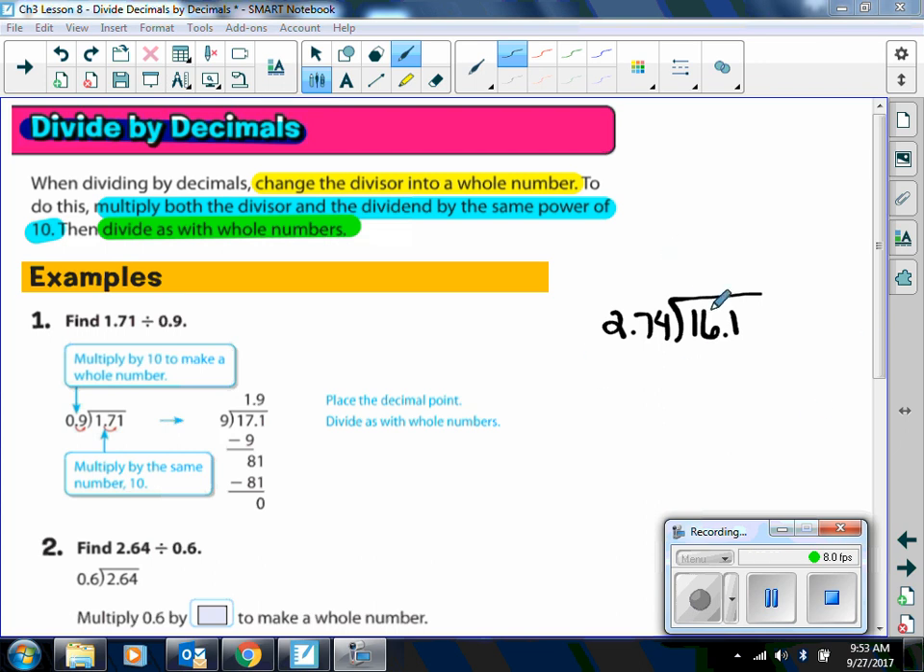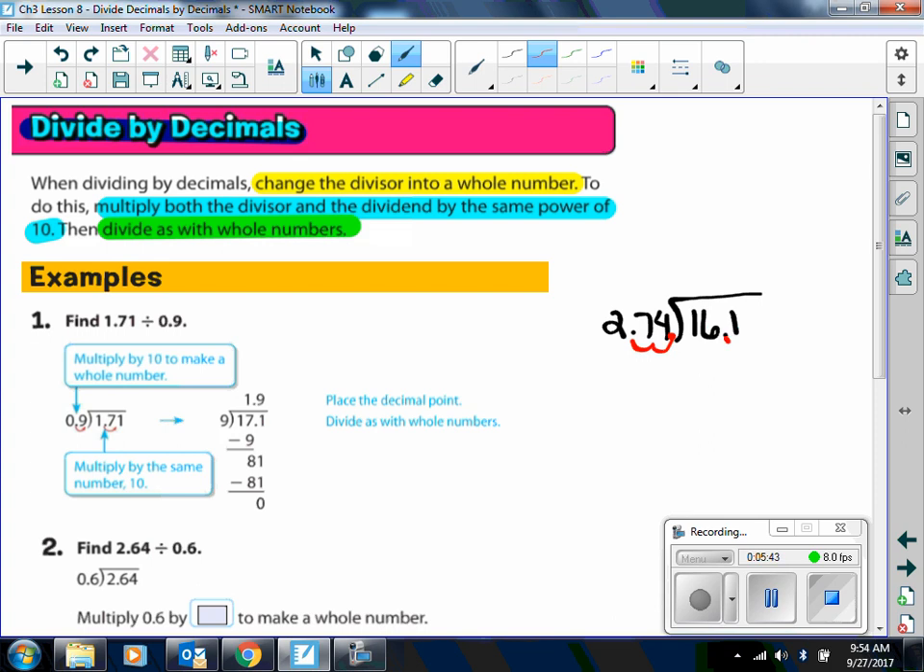So for example, let's say we had 16.1 and we're going to divide that by 2.74. The first part says here, change the divisor, which is this number, to a whole number. So we need to move this decimal to the right until it becomes a whole number. You see that? So we're going to move this 2 times to the right. Now my decimal is right there. If I move my decimal 2 times in the divisor to the right, then to match that up, I have to move the decimal 2 places to the right in the dividend.